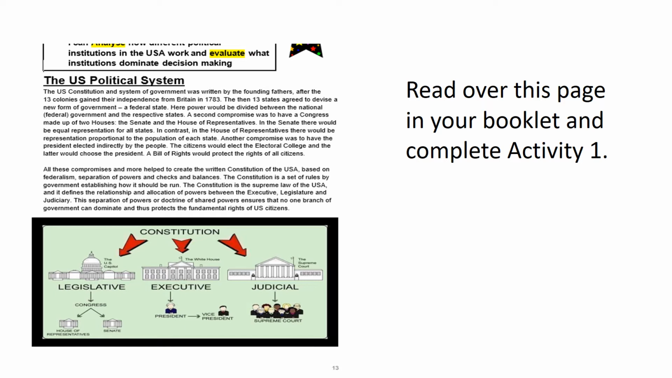Now, just for an introduction to the US political system, what I'd like you to do is to read over this page in your booklet and complete activity 1. This is just an introduction to the US political system, how it actually works. In this section, we're going to analyse how the different institutions in the USA actually work and evaluate what institutions dominate decision making in the USA. So read over this page in your booklets and complete activity 1.